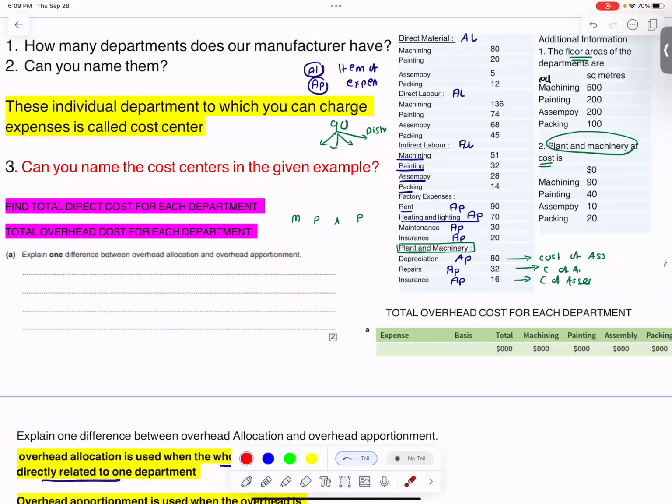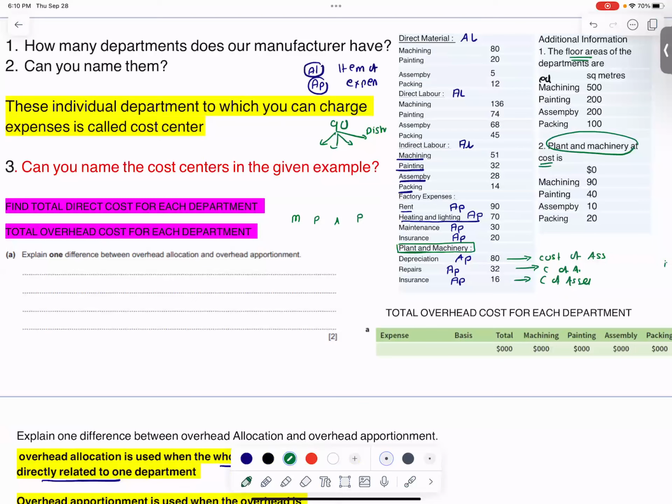Can you give another word for department? Cost center. So for allocation, you directly pick and put. For apportionment, you divide or distribute it among the cost centers, on some basis, like asset value. They will give you the basis, and you have to select a suitable basis. Are you with me?